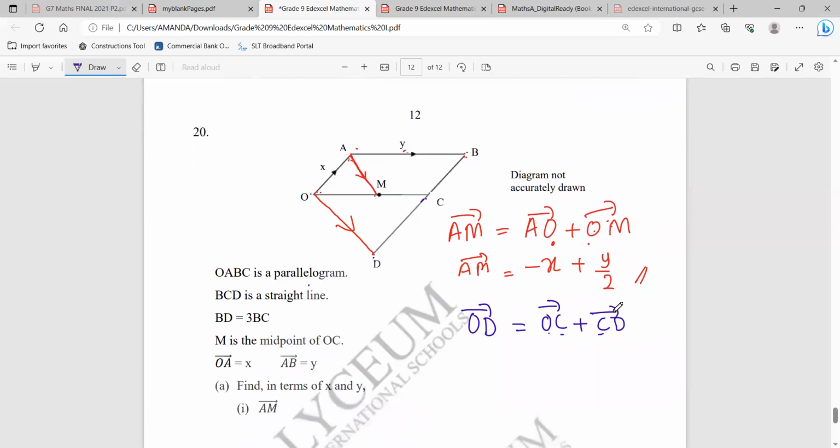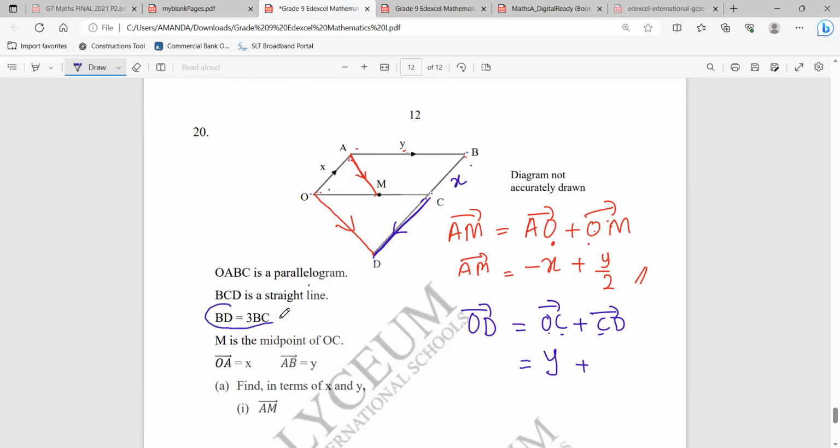Now do we know OC? Yes, we know OC. OC is y, because AB is y, so OC is also y. CD, do we know CD? How do you find that? We know BC is x, because this is x.